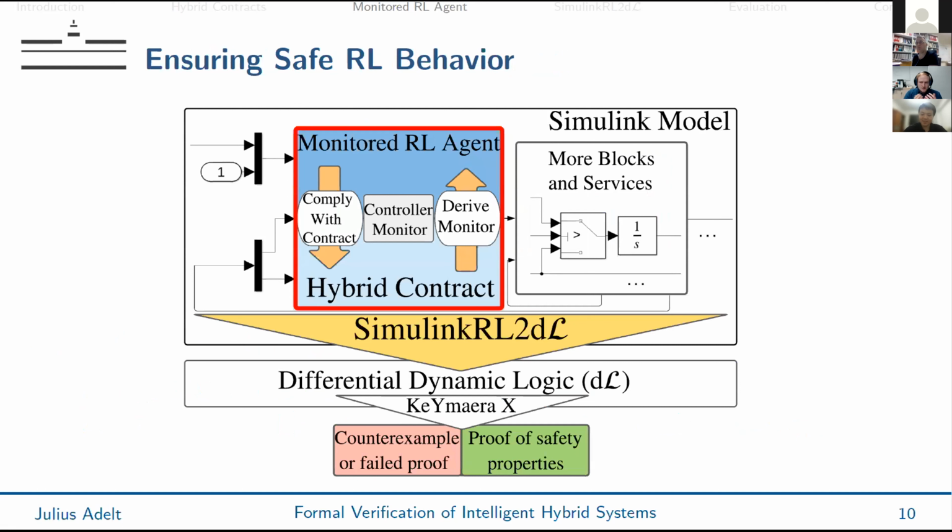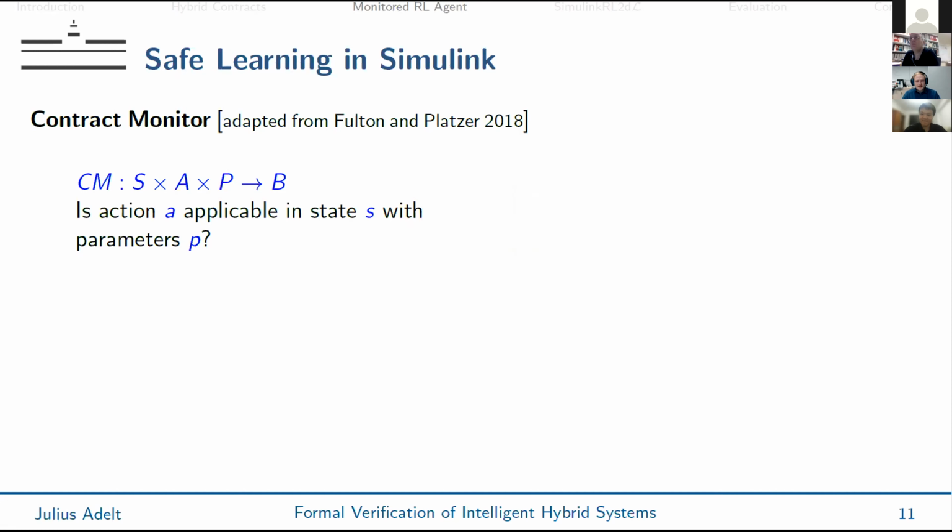Of course, it doesn't suffice to just describe the behavior. This should also be exhibited at runtime. To ensure this, we apply a runtime monitoring approach and derive monitors directly from the contracts, which ensure compliance. The idea here is to adopt a safe reinforcement learning approach of Fulton and Platzer. Contract monitors are Boolean functions that check whether an action A is applicable in the current state S with parameters P. And these can be directly derived from hybrid contracts using the ModelPlex method.